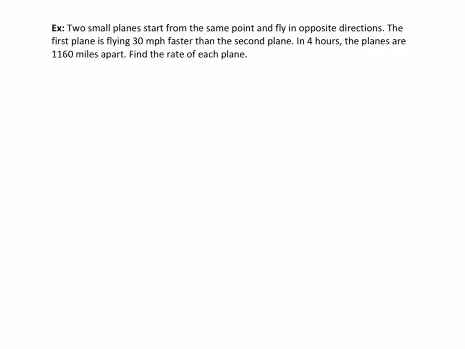Okay, so we got to visualize what's going on. So I'm going to draw a picture. Imagine the planes start from this point right here and then head off in separate directions. So this plane 1 travels this direction, and plane 2 travels in that direction. Okay? So, what type of problem is this? Hopefully it's obvious, but this is a uniform motion problem.